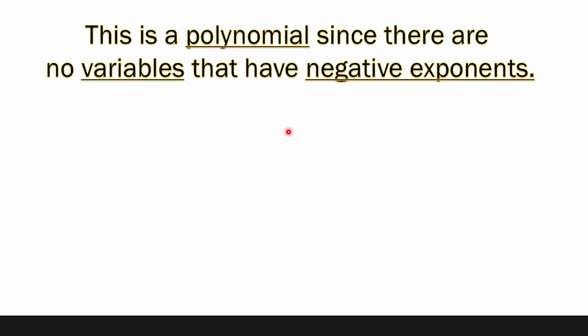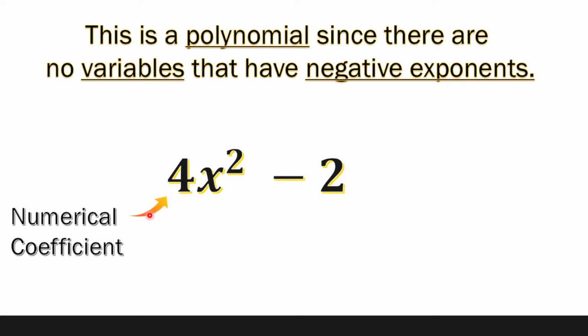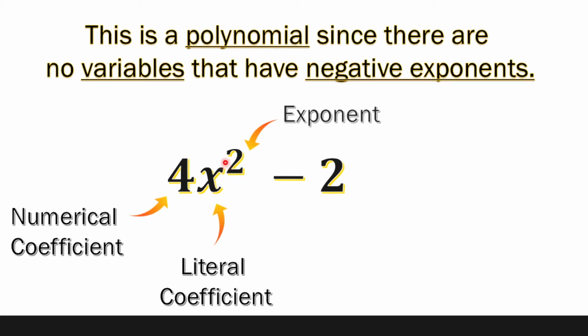So, this is a polynomial since there are no variables that have negative exponent. So, i-try natin to. So, the 4 here, it represents the numerical coefficient. Okay? The x here, it represents the literal coefficient or tinatawag nating variable. The 2 here, sa taas ni x, ang tinatawag nating exponent. At si 2 naman dito, ang tinatawag nating constant term. Okay? Next.